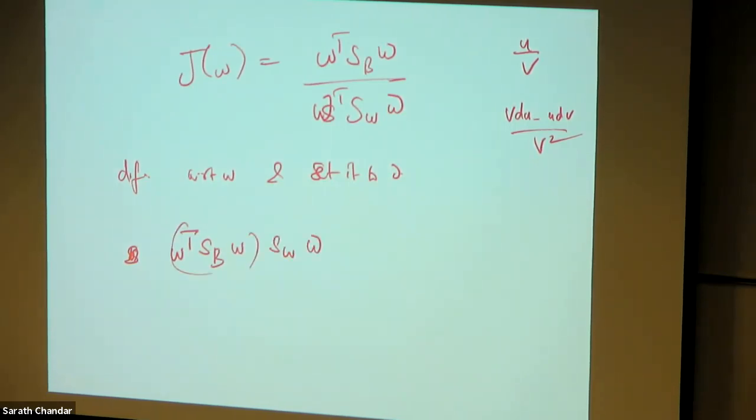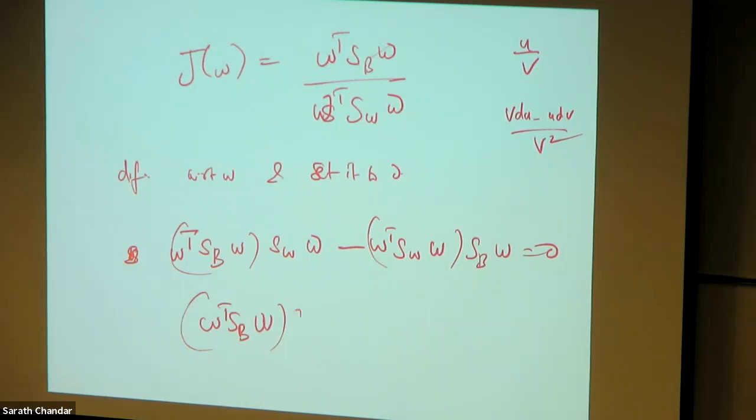Okay, so W transpose SBW, SWW. I kept the first U as such, I differentiated the other one, minus W transpose SWW, SBW is equal to 0. If I actually apply the equation, the signs should be different, but it doesn't matter here, because we can just equate these two things in opposite directions. So W transpose SBW times SWW is equal to W transpose SWW, SBW.